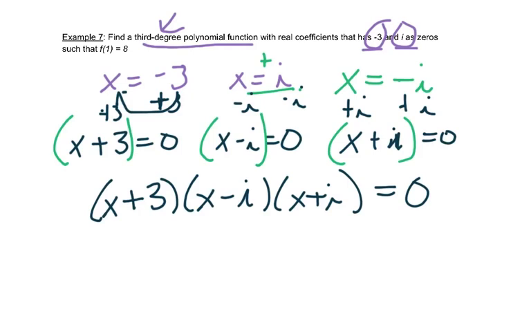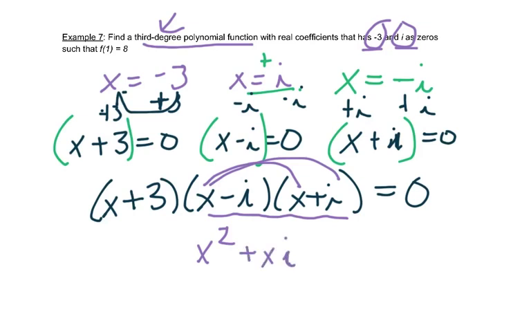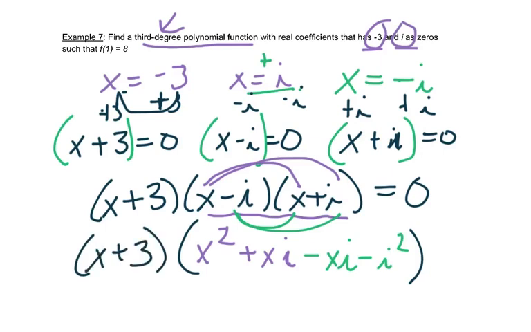Okay, now I'm going to multiply these together. And I think it's easier if we start with the i pieces first, this right here. So I'm going to start with x times x is x squared. x times i is xi. Negative i times x is negative, I'm going to write x first, negative xi. And then negative i times positive i is negative i squared. So that's still in parentheses, and we still have x plus 3 out here in front.